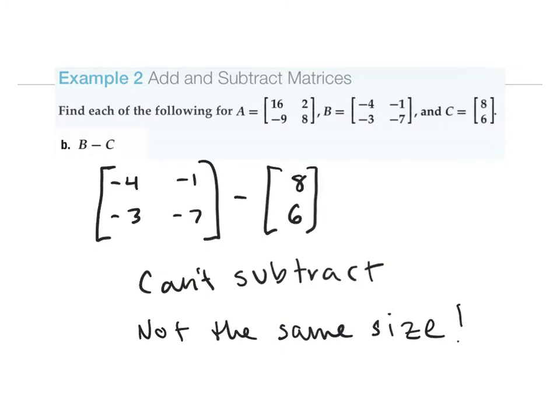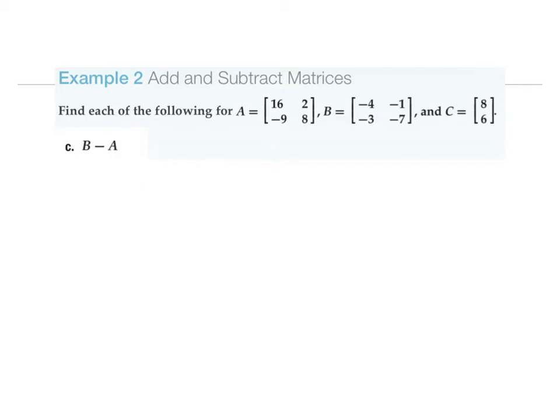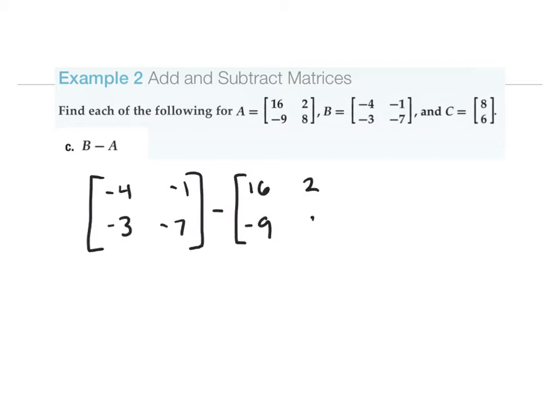Any questions on this one? All right, let's go to the next. So now we're doing B minus A. B is -4, -3, -1, -7, and we're subtracting A, so 16, negative 9, 2, and 8. Can we subtract these? Yes, because they're the same size.